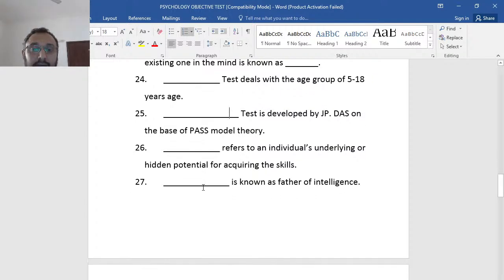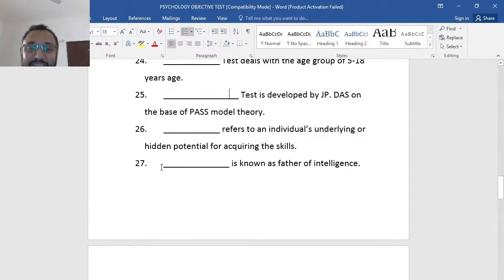Now, a very easy question for you people, children. Who is known as father of intelligence? You see here, this is the question. Who is known as father of intelligence? Alfred Binet. Why? Alfred Binet was the first person to prepare or construct an intelligence questionnaire to do the assessment of intelligence. The concept of intelligence came into existence due to the research work of Alfred Binet.